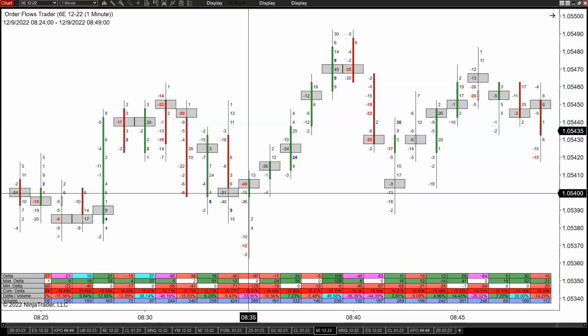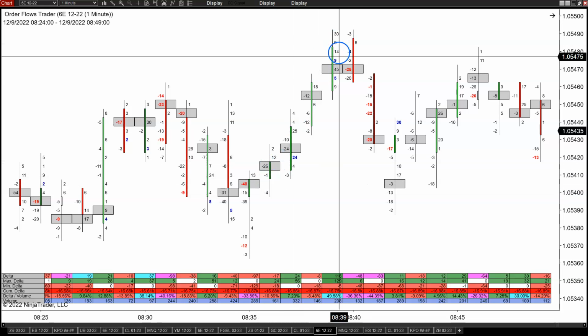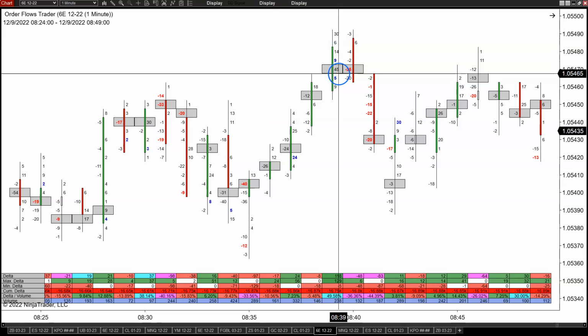I don't want to just see aggressive buying. Yeah, that's what you expect to see. But when I see things that aren't really visible to the naked eye, like here, this market had this nice little pop up. You expect to see positive deltas in these bars.